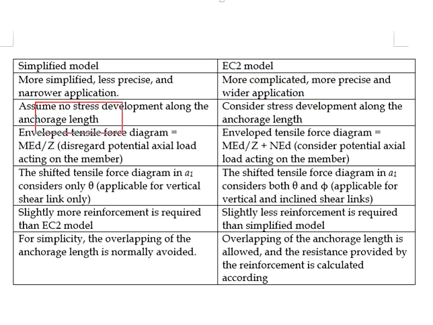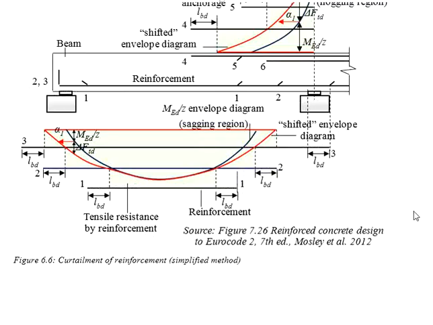Now, because of this series of assumptions and differences, you will see the simplified model requiring more reinforcement than Eurocode 2. More specifically, in the simplified model, this is where the shifted envelope diagram ends. Since the simplified model disregards the development of the stress along the anchorage line, you will need to have the reinforcement curtailed after the full development of the anchorage line.